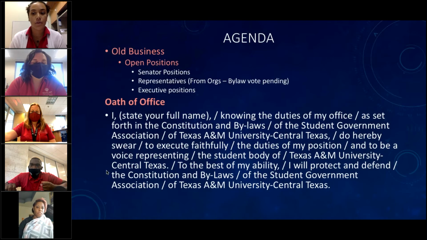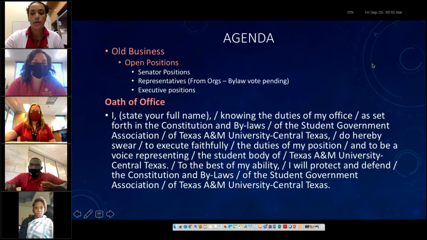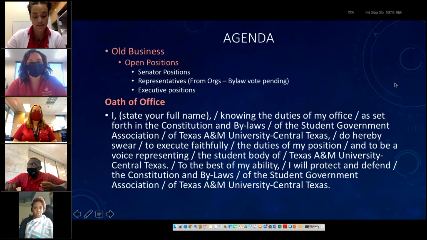Representatives, so I see that we have two here from SASW and Science Club. You are here, but it's really not relevant to y'all. We do need representatives from each organization that is currently active on campus. That's that, and executive positions.